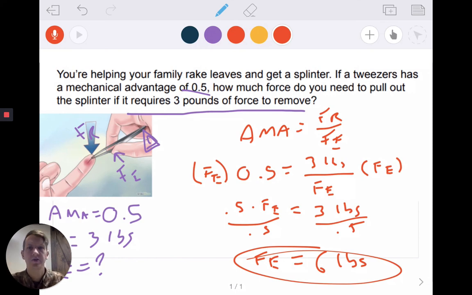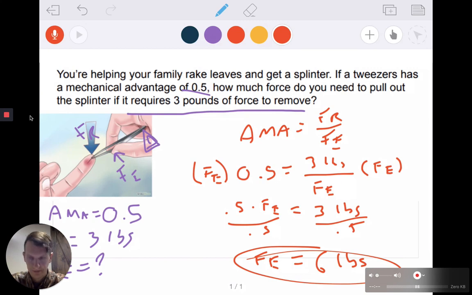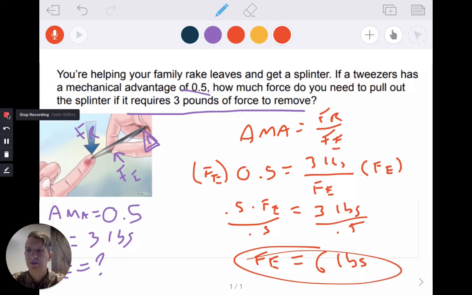This makes sense with what we know about third class levers, right? This machine is decreasing the amount of force that we create, but increasing the amount of movement at the other side. So you can move your fingers a little bit to get a lot of movement from those tweezers. So there you go. That's how you find FE. And we're going to look at some other examples in the other videos.